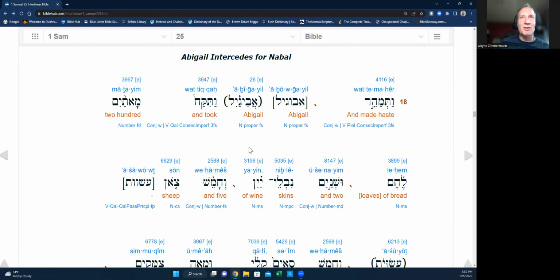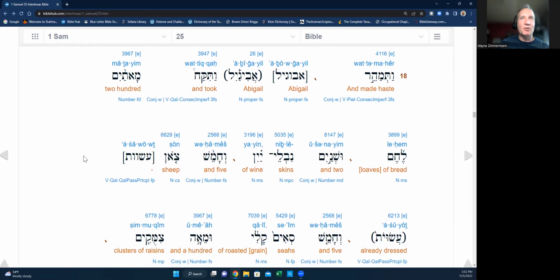So this industrious lady is finding out what's going on. She was made aware that David's men were coming, and so she's preparing to intervene. It lists the stock she pulls together to offer to David's men. She takes 200 loaves of bread. If you think of that, how long and how many people does it take to make 200 loaves of bread? This could take hours. How much flour and other components were required, and the baking time and so forth. So it's quite a bit.